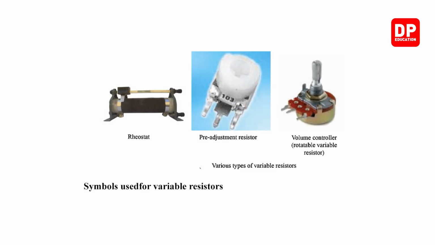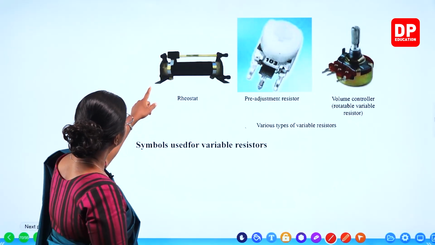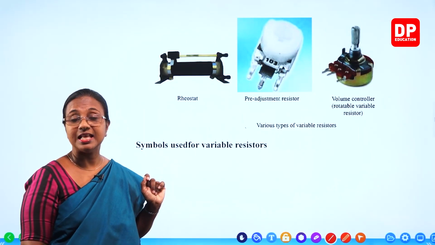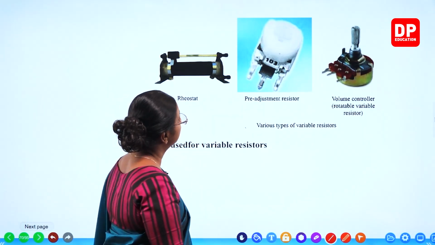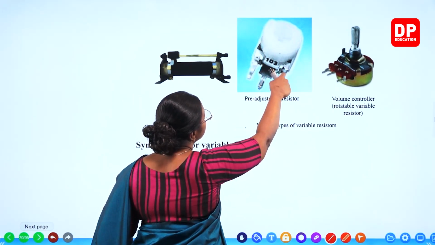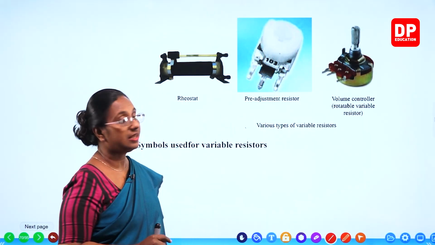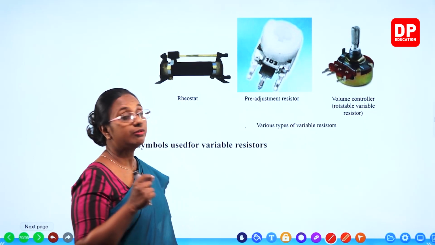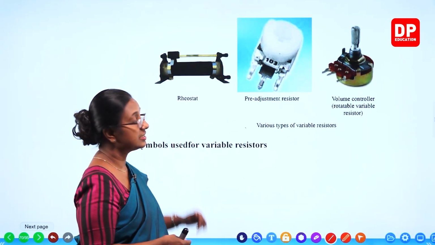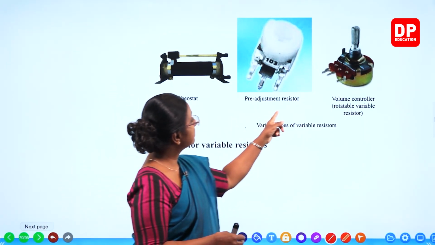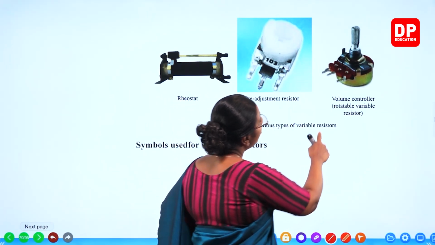So here you can look at all the three types. Now this is rheostat. You have seen that before also in the activity. So rheostat. Then pre-adjustment resistor. Now here can you see the value is 103. By turning the screw you can adjust that value. So according to your need you can change the resistance. Pre-adjustment resistor. Then volume controller.